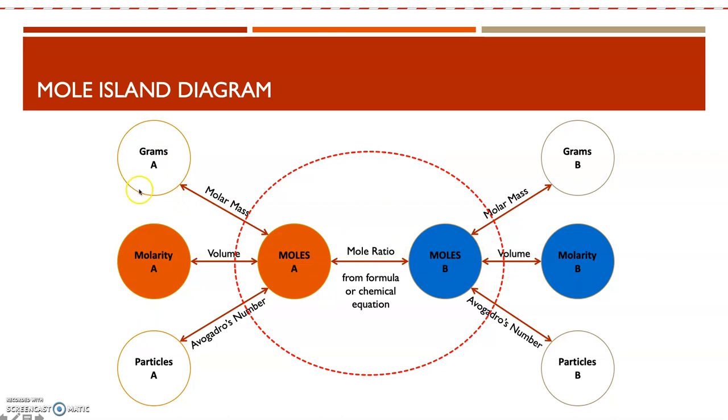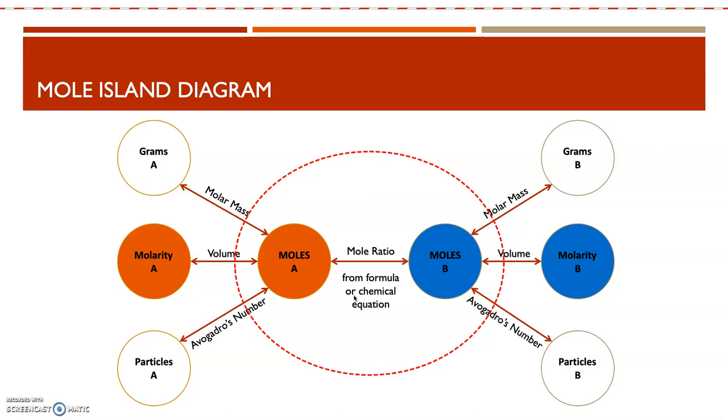You can come in to moles from any place, and you can go out from moles to any place, but you can't take a shortcut from grams of B to particles of A without going through this mole to mole ratio from the balanced chemical equation, okay?